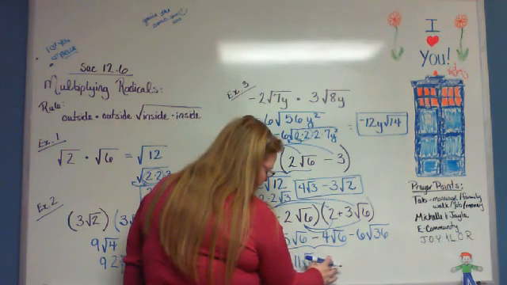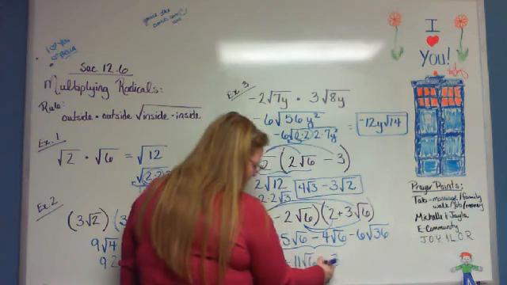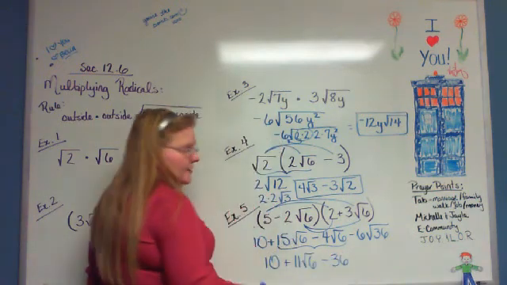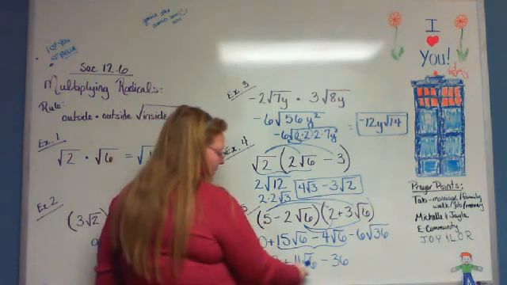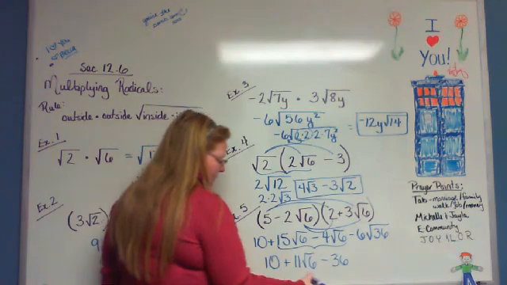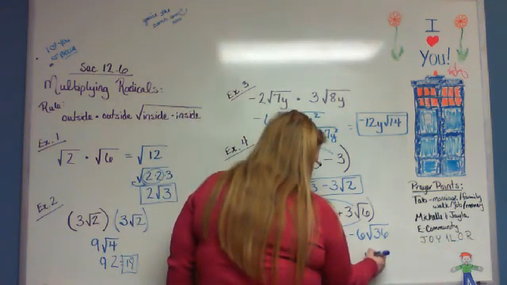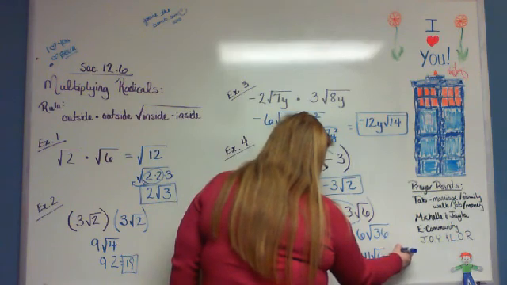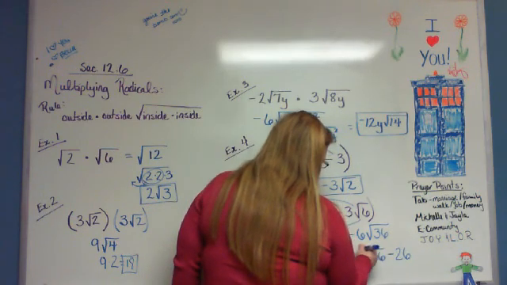So let me change that to 36. Now I have 10 and negative 36. I can combine those. 10 and negative 36 give me a negative 26. So that leaves me with 11 square roots of 6 minus 26.